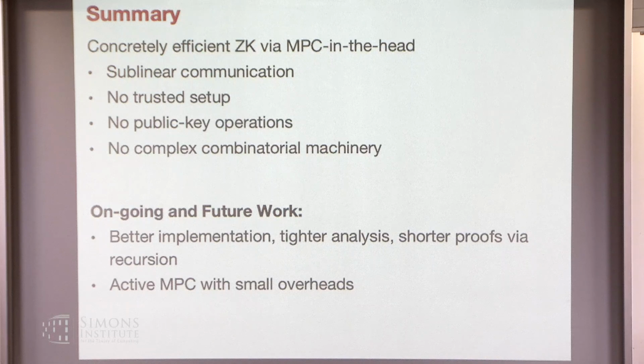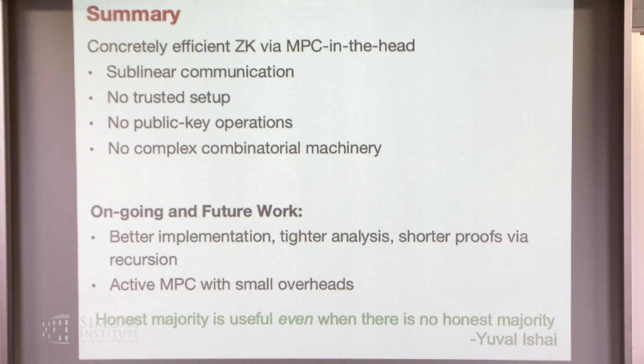And actually, there are many questions here. I've been talking about the zero knowledge based on MPC, but what about other zero knowledge systems? Do other IOPs help you do active security? These are also questions that we can think about. And at last, I'll just leave you with one quote, which Yuval says: honest majority is useful even when there is no honest majority. Thanks.